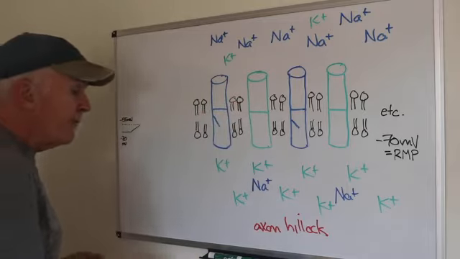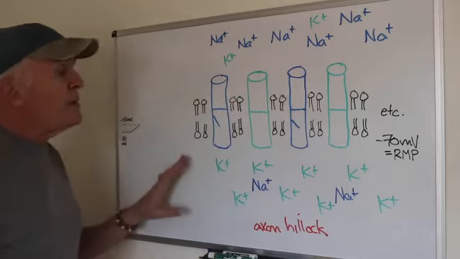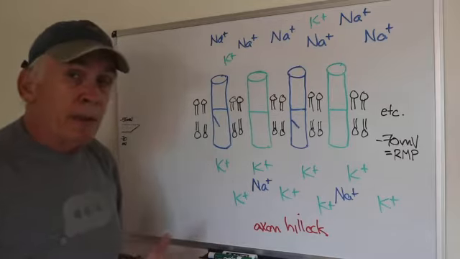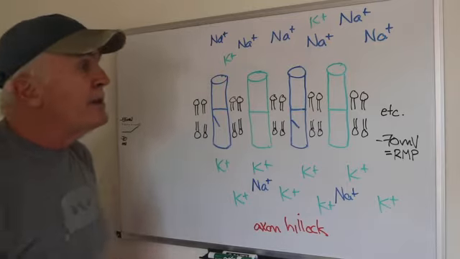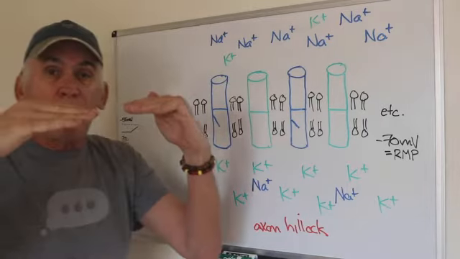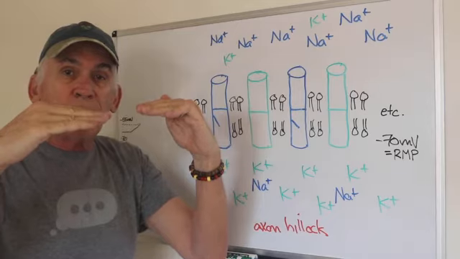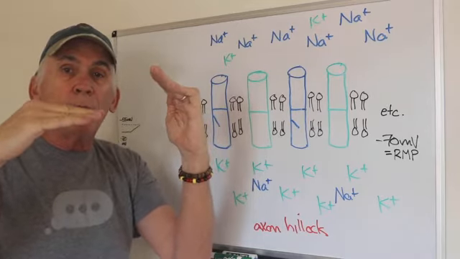Now here's the thing. Voltage-gated sodium channels open instantly, whereas voltage-gated potassium channels take a little longer to open. So the sodium channels open and shut really rapidly. Boom. Potassium channel is slow to open, slow to close.